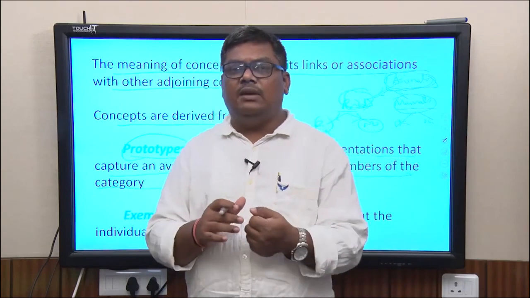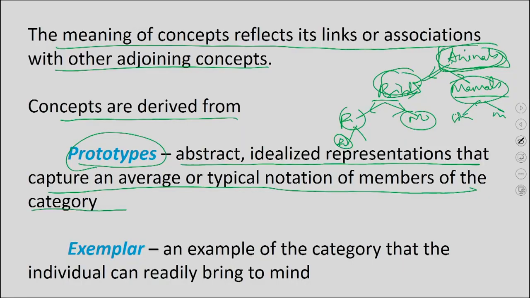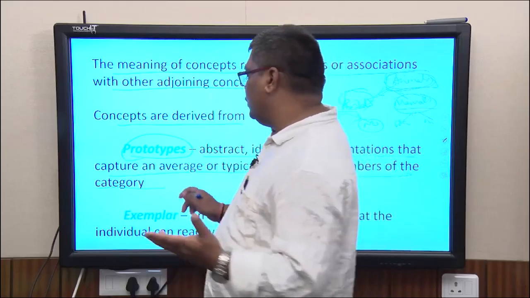So this is what the definition of animal is, and this is how a prototype is defined. Or the prototype of a car. So a car is basically a vehicle which has four wheels, runs on an engine, and is used for transporting. So this kind of categorization, conceptualization or abstraction is what a prototype is.